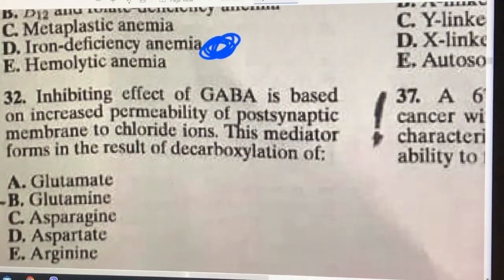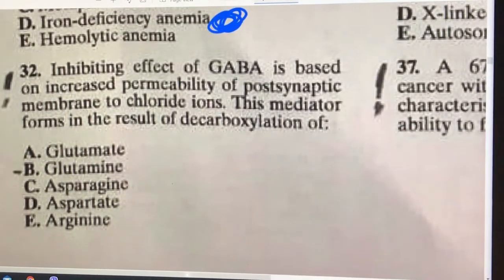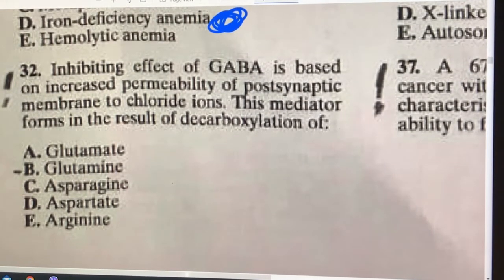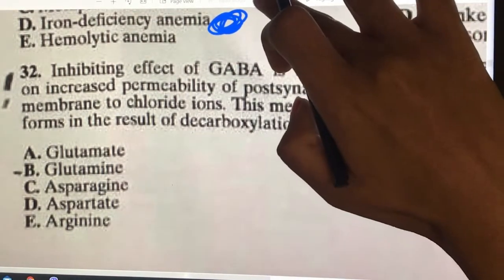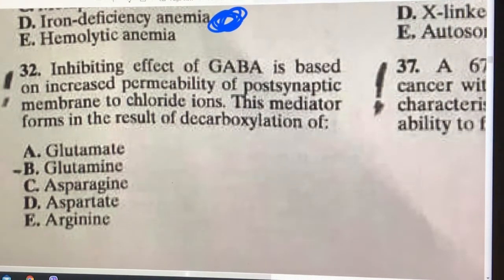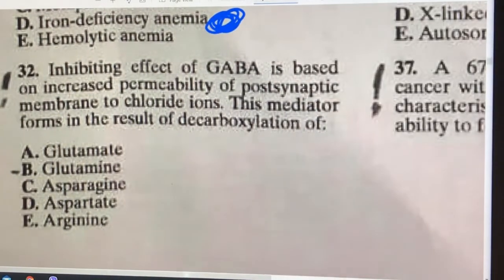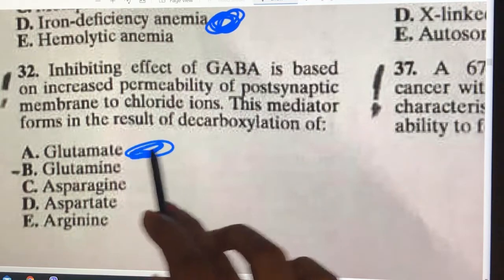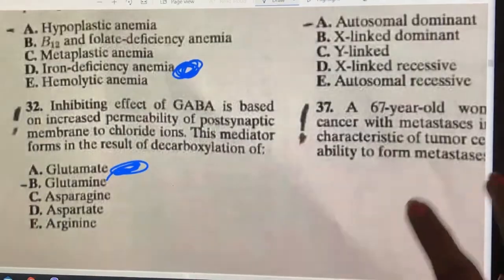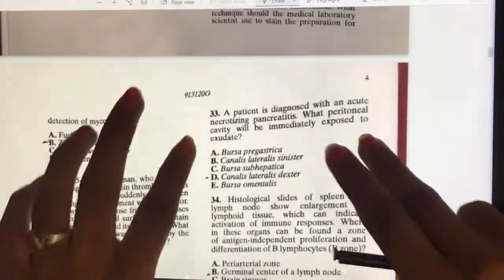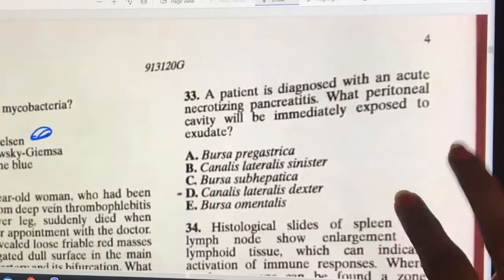Question number 32. Inhibiting effect of GABA is based on increased permeability of the postsynaptic membrane to chloride ions. This mediator forms as a result of decarboxylation. Guys, you should know that this substance is made from which substance. You should know the precursors, because there are so many questions they ask about precursors. So the answer for GABA is glutamate, by decarboxylation of glutamate. They also ask mostly in allergy questions which substance is formed by decarboxylation of what substance.